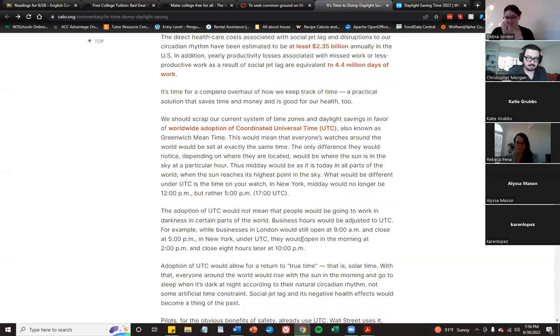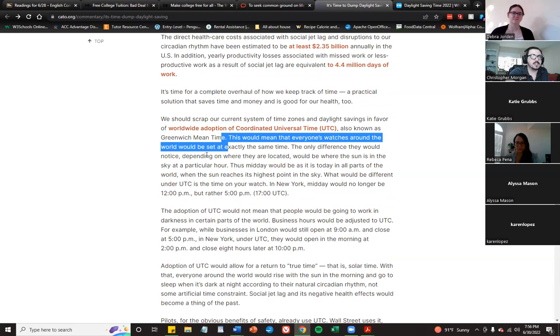I don't think they explain how this changeover would happen very well. I was infuriated trying to figure out what they were explaining. "We should scrap our current system in favor of worldwide adoption of Coordinated Universal Time, also known as Greenwich Mean Time." That's no longer true. GMT is not equivalent to UTC, but that's beside the point.